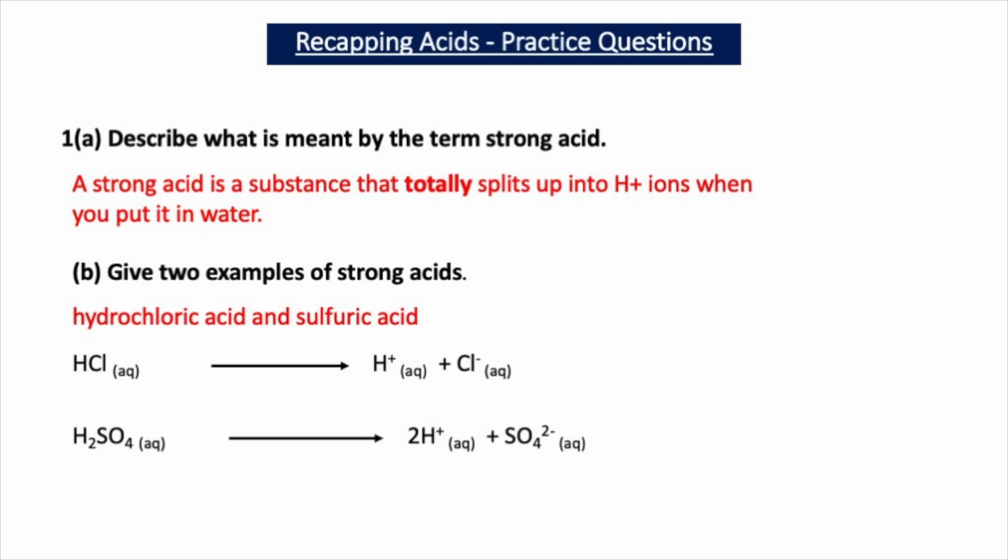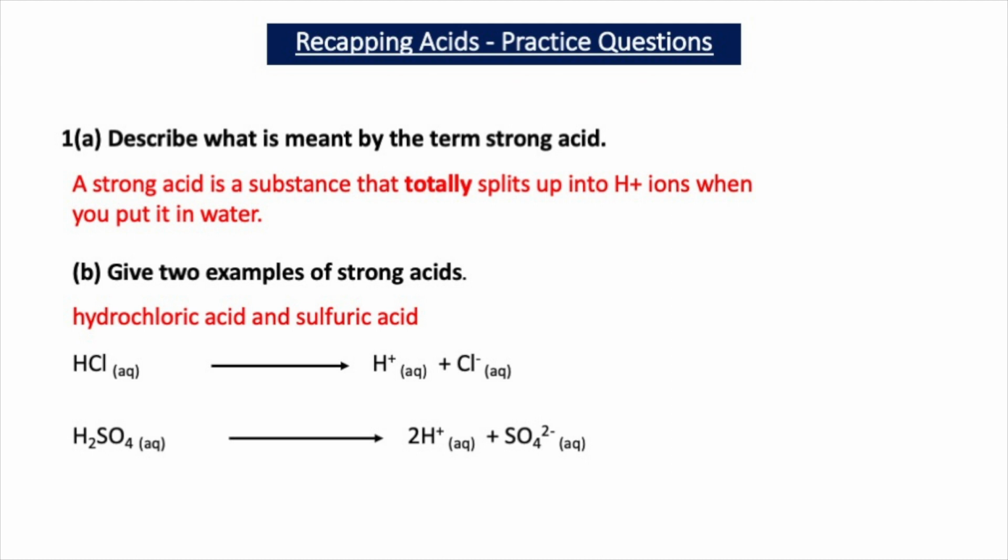So now let's go for the answers to questions 1A and 1B. Now, 1A is asking for the definition of a strong acid. So a strong acid is a substance that totally splits up into H+ ions when you put it in water. Or you could say it's a substance that totally splits up into protons when you put it in water, because a H+ ion is also known as a proton.